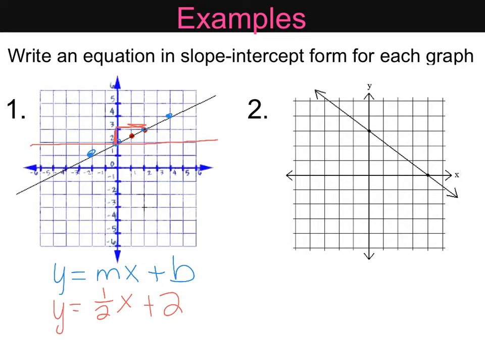The second one looks like a negative slope, so I know my answer should be negative. So again, I'm going to calculate my slope. I'm going to go up 1, 2, 3, and backwards, which is going to be a negative 1, 2, 3, 4. So negative 3/4 x, and then my y-intercept is right here at positive 3, so plus 3.